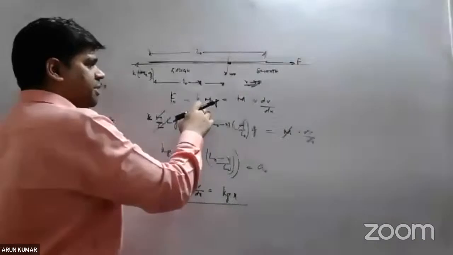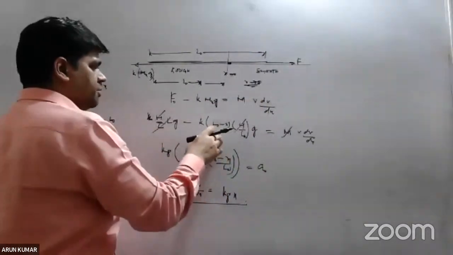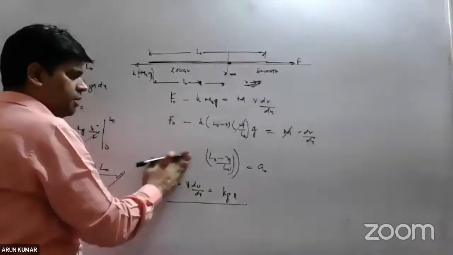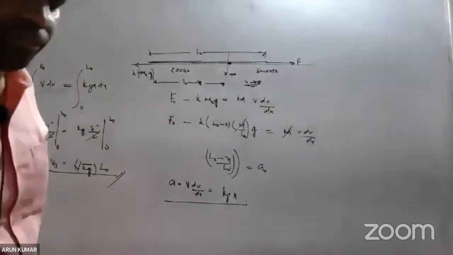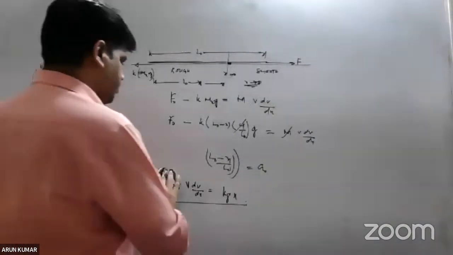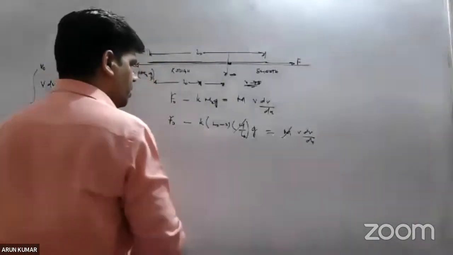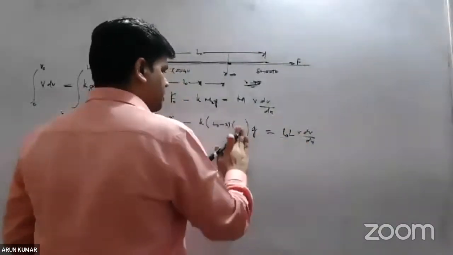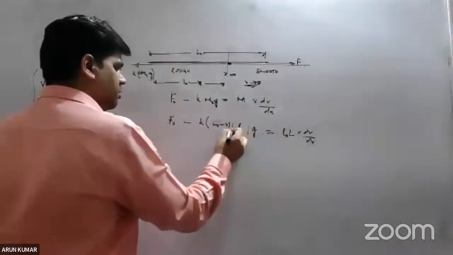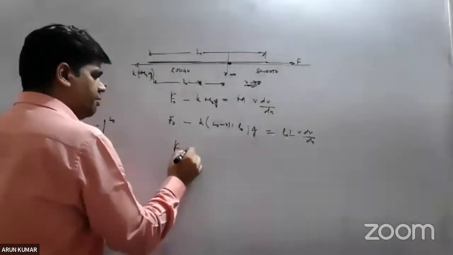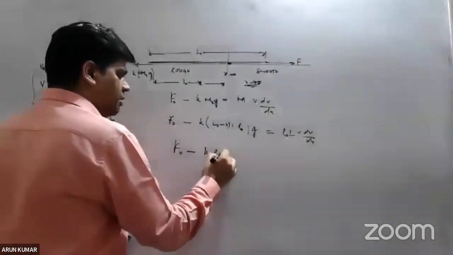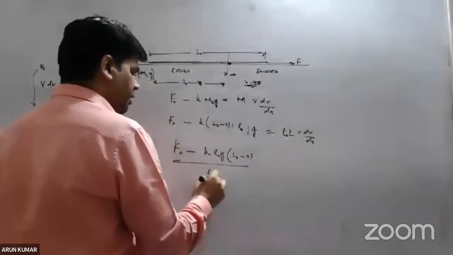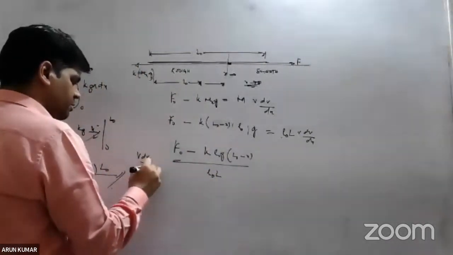So F naught minus mu m x g is equal to m v dv by dx. Mu x is this much, so let this be F naught only. Now m doesn't get cancelled. I can write this as rho times L and this as rho. So I'll have F naught minus mu rho g times L naught minus x by rho L is my v dv by dx.